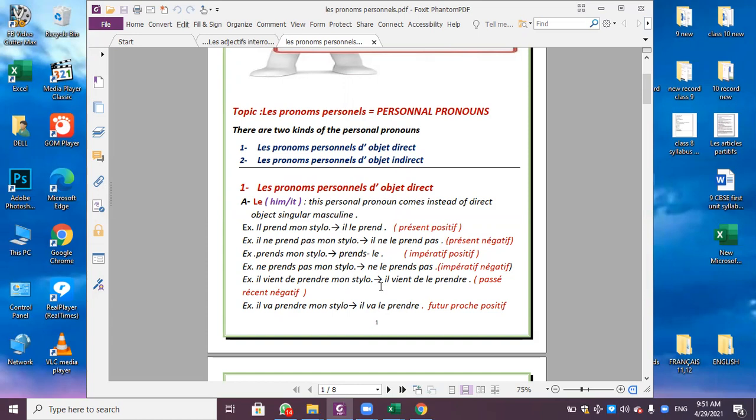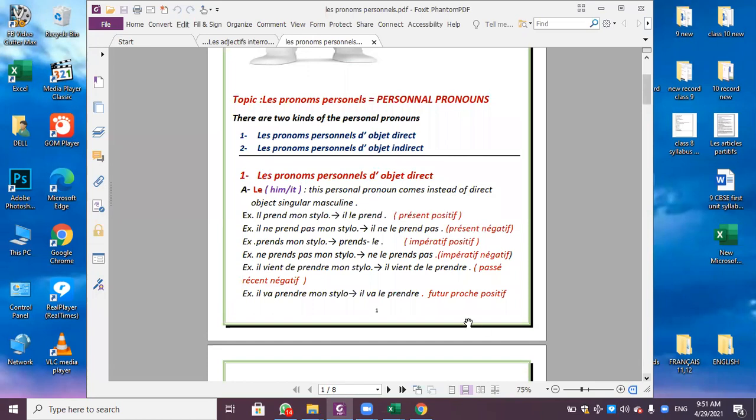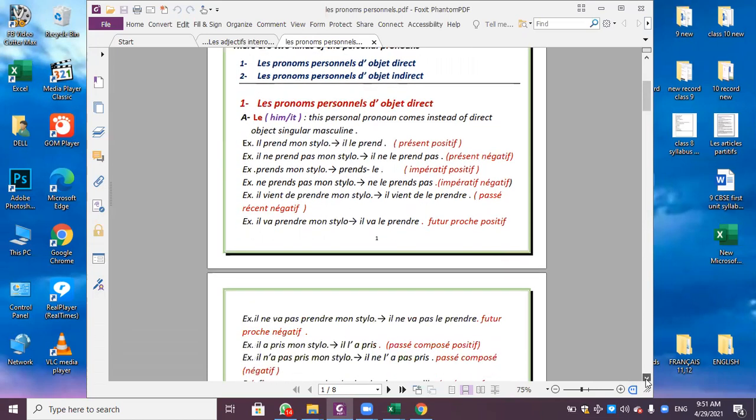Il vient de prendre mon stylo, il vient de le prendre. We remove mon stylo, singular masculine, and we add it before the infinitive. Why? Because it's the main verb in the sentence. Il va prendre, the same way. Il va le prendre. Why here in the middle? Because here the infinitive is the main verb in the sentence.